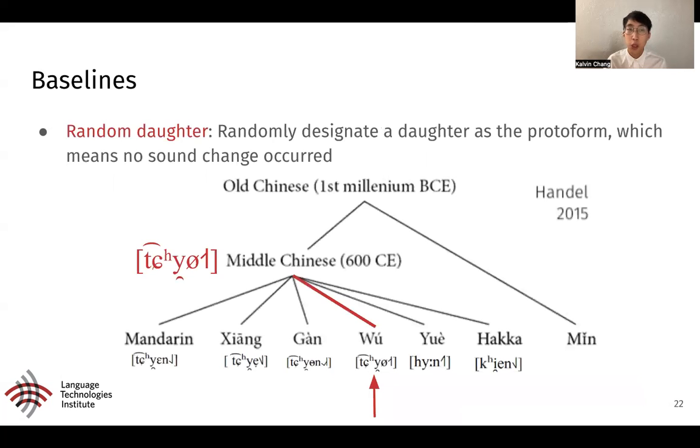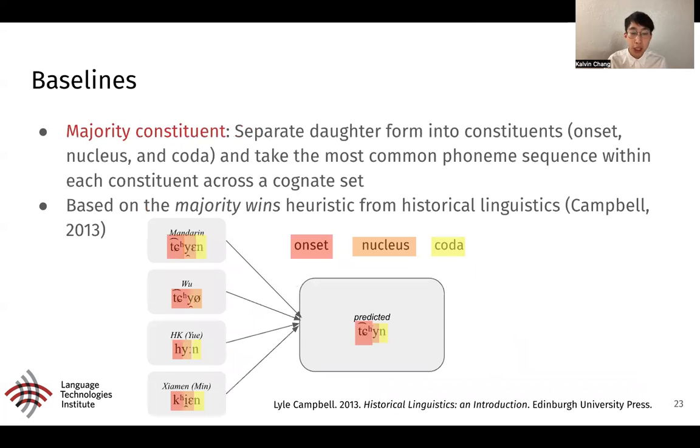We also introduced 2 baselines. The random daughter baseline in particular randomly designates a daughter as the protoform, which means no sound change occurred from Middle Chinese going to the daughter languages. The majority constituent baseline first separates the daughter forms into constituents, onset, nucleus, and coda, and takes the most common phoneme sequence within each constituent across a cognate set. This is based on a majority wins heuristic from historical linguistics.